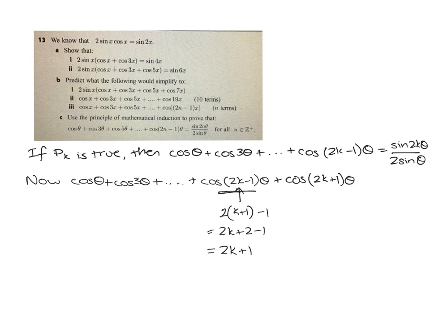Does it make sense now, Javaj, and why it's 2k plus 1 though? Yeah, it just makes more sense. That's right. It's understandable.